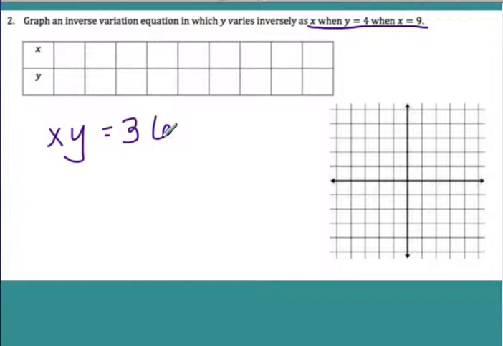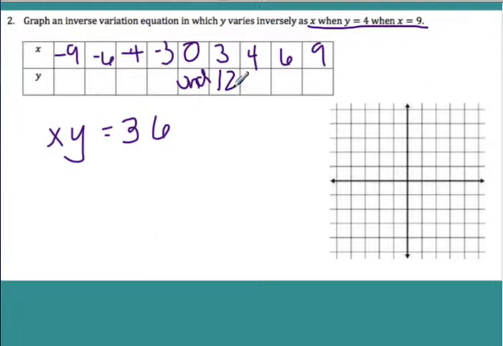So in the center, I'm going to have 0, and then I'm going to have undefined. Again, I want to pick values of x that work well for 36. And if you pick decimals, that's okay, as long as you're comfortable graphing them. So we're going to have 3, 4, 6, and 9. And over here, -3, -4, -6, and -9. So then 36 divided by 3 is 12, divided by 4 is 9, divided by 6 is 6, divided by 9 is 4. And we're going to have the same thing over here, but in the negative.